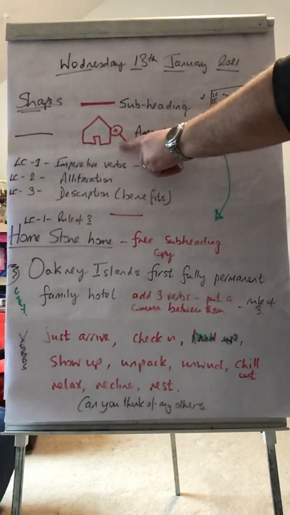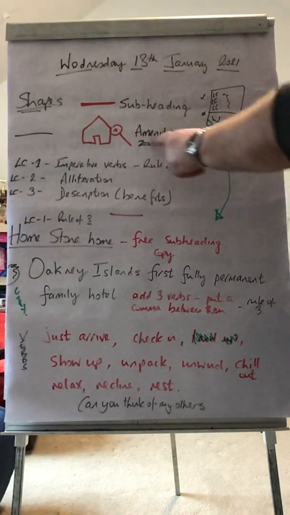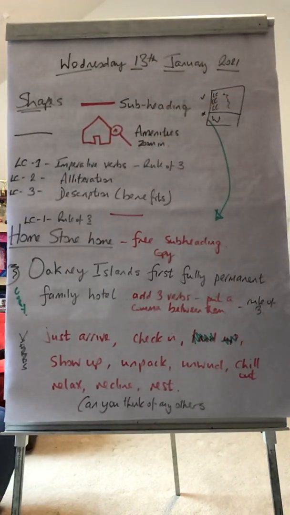We're also going to be looking at the house, which is the amenities, and we're going to zoom in. That's what the magnifying glass looks like. On some of the amenities that you will have at Skara Brae, some of the amenities that you will have to offer for the people that are coming to visit.